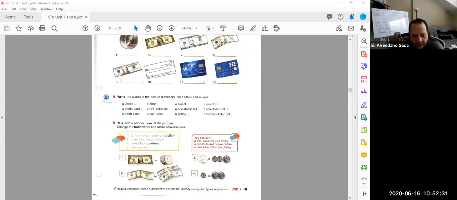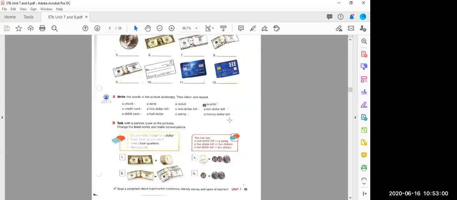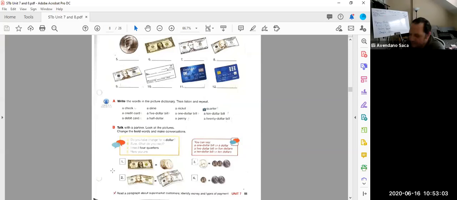So, as you can see, there's one thing you want to make sure: that you use the word a nickel, a quarter. You can say a quarter, okay? And then when you use the plural: dime, dimes, nickel, nickels, quarter, quarters, bill, bills. Okay, so there's only an S added to the currency, okay? All right?